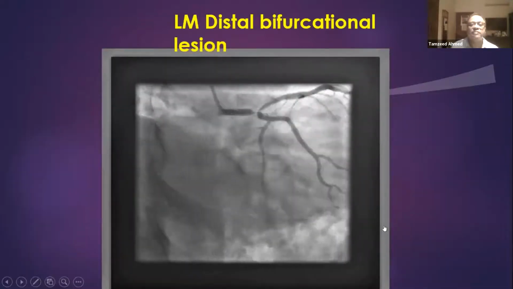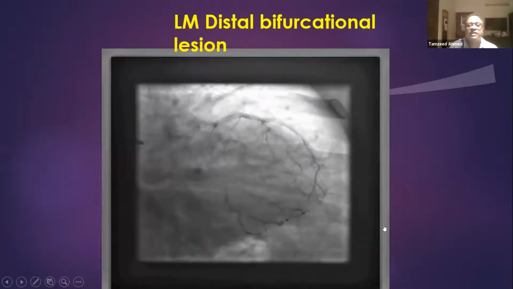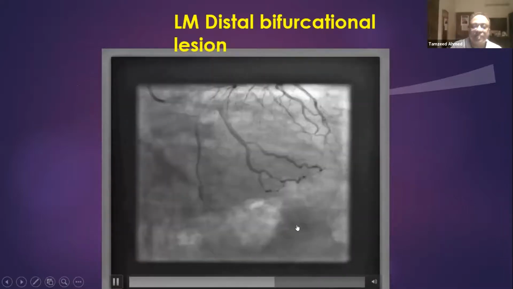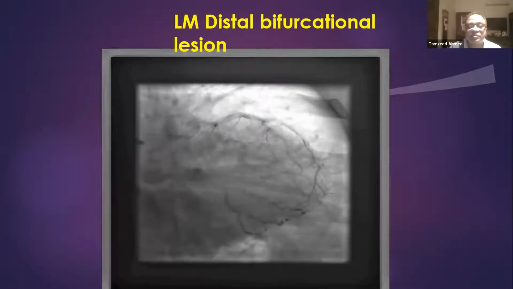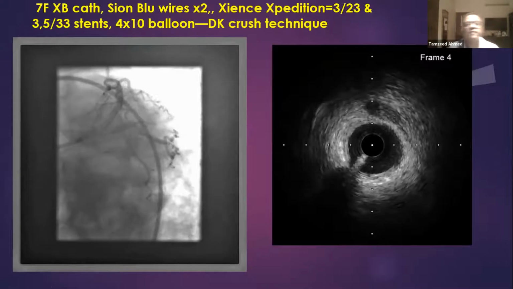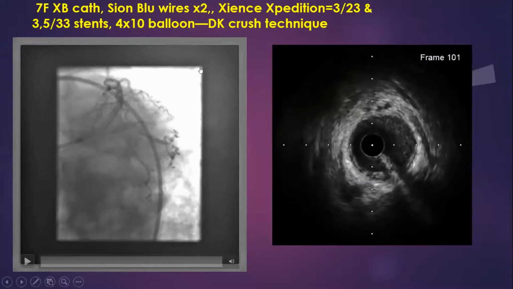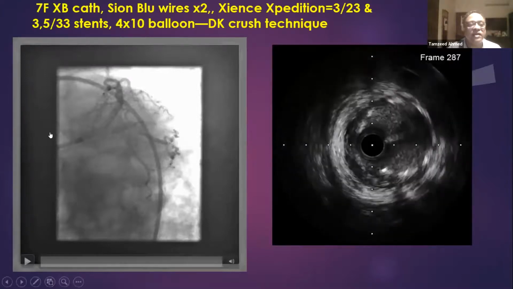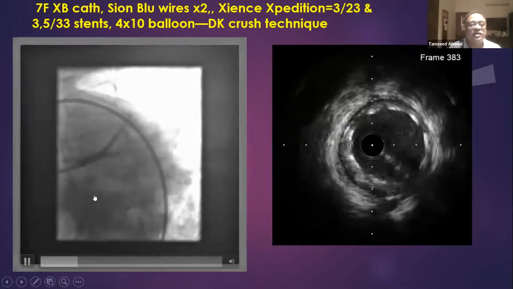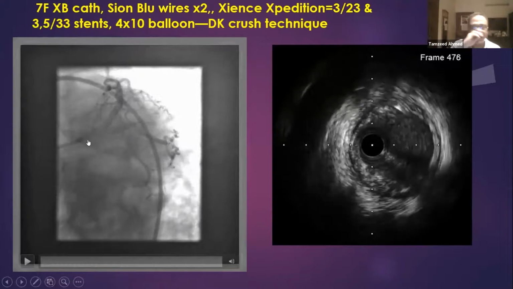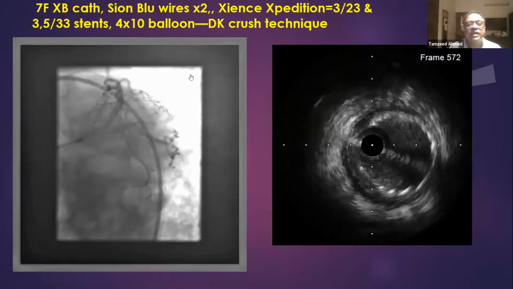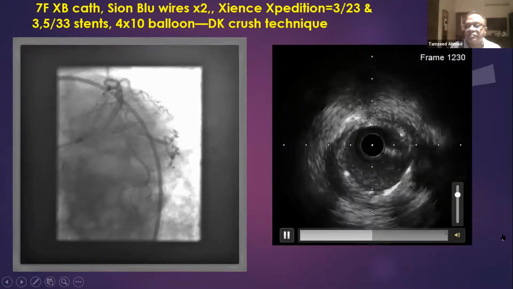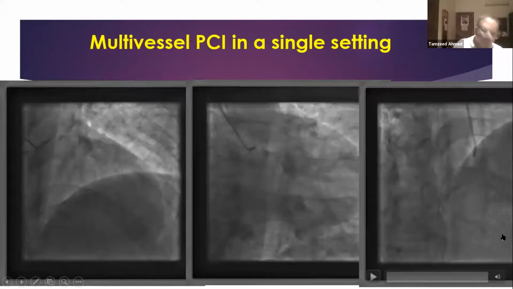Now, my second case I'm showing here is a left main distal bifurcation stenting. Which stent did I use? Actually, as you can see, this is a Medina 111 type distal LM lesion. And I used a 7-French XB catheter, with my workhorse wire as before. I took two Xience stents, one in the circumflex and another from the left main ostium to the distal LAD, long stents to have areas for post dilatation, and I used the technique of DK crush, of course, and I had a good apposition, as you can see on the IVUS.